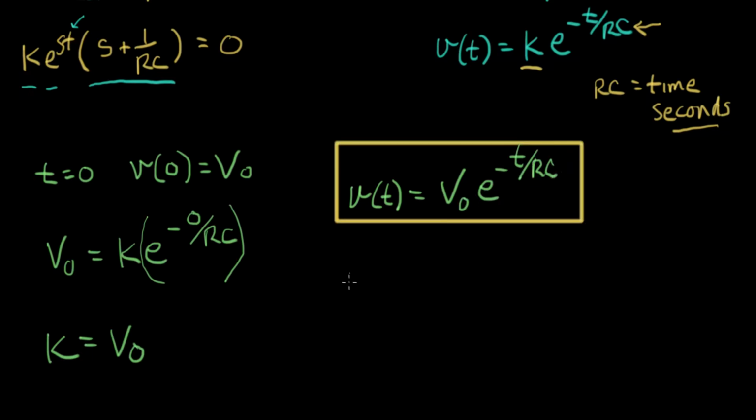We can go one small step further and find out what i of t is. Well, i of t is equal to v of t over R. That's just Ohm's law. And so i of t equals V naught over R, times e^(-t/RC). That is the natural response of an RC circuit.